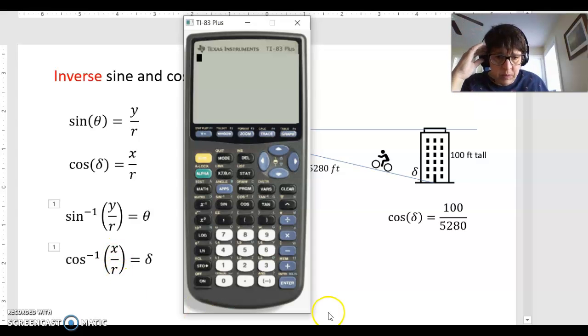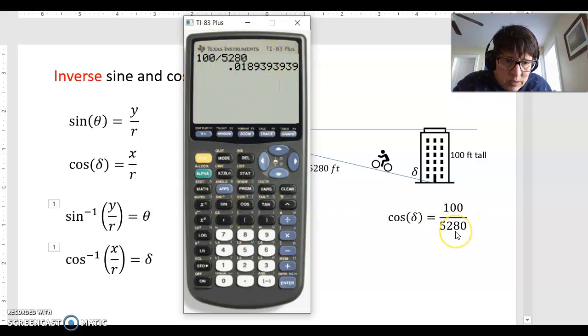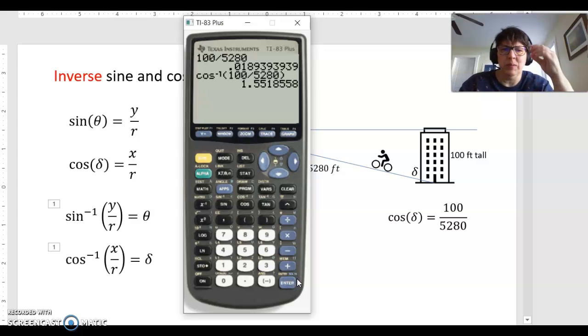Okay, so you might be wondering why I don't just do the decimal. 100 divided by 5280 repeats and repeats and repeats. So it's easier just to put the fraction in. So I'm looking at the cosine right here. So cosine inverse is right above the cosine button. So second cosine gives me the cosine inverse of 100 divided by 5280, close the parenthesis, enter.